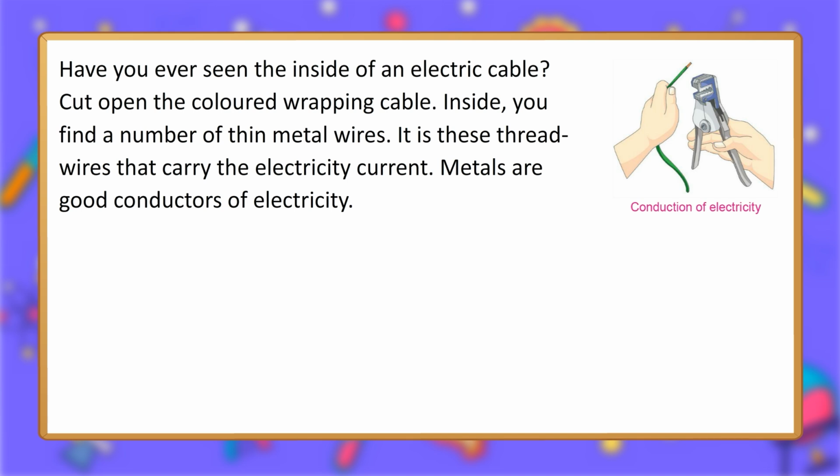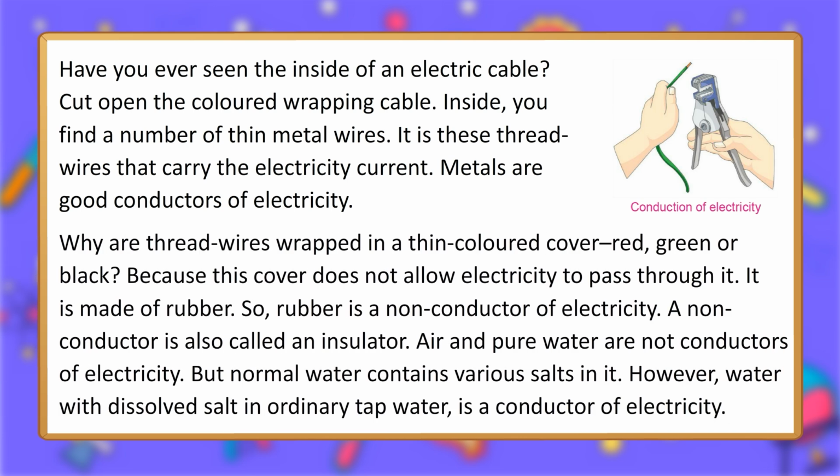Metals are good conductors of electricity. Why are the wires wrapped in a thin colored cover, red, green or black? Because this cover does not allow electricity to pass through it. It is made of rubber. So, rubber is a non-conductor of electricity. A non-conductor is also called an insulator.